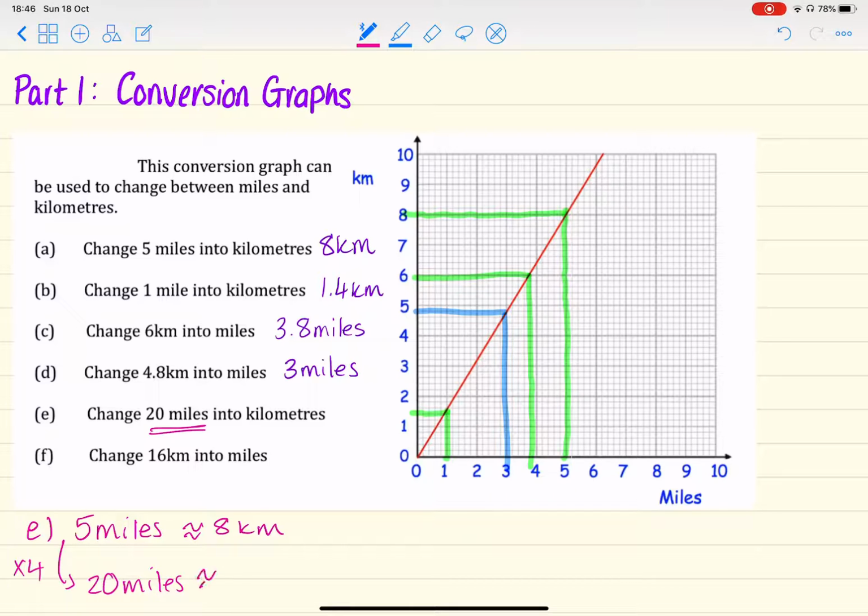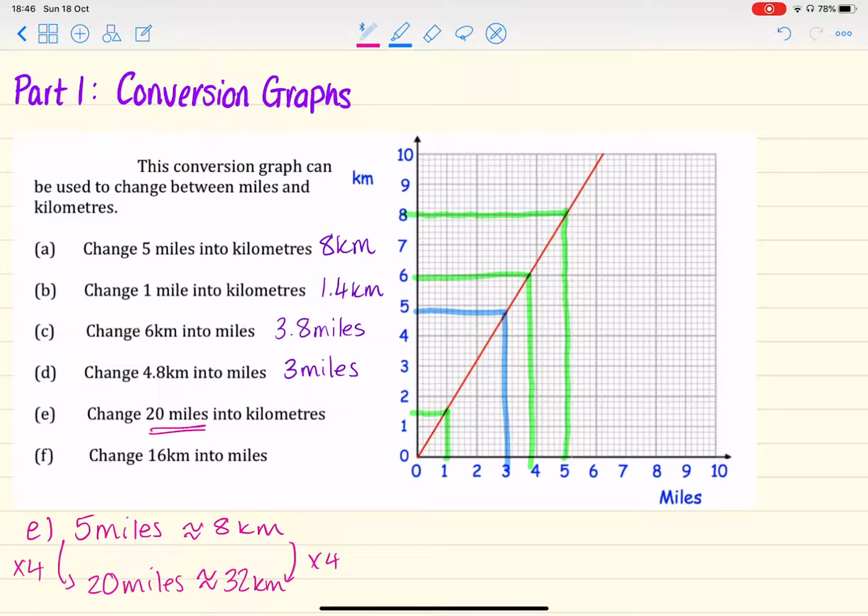And like always, if they're equivalent, you want them to be the same on both sides. So I'm going to have to do the same here. 4 times 8 is 32. And that would be my answer for part E. I haven't directly used my graph, but I've used other information I've taken from my graph to help me.